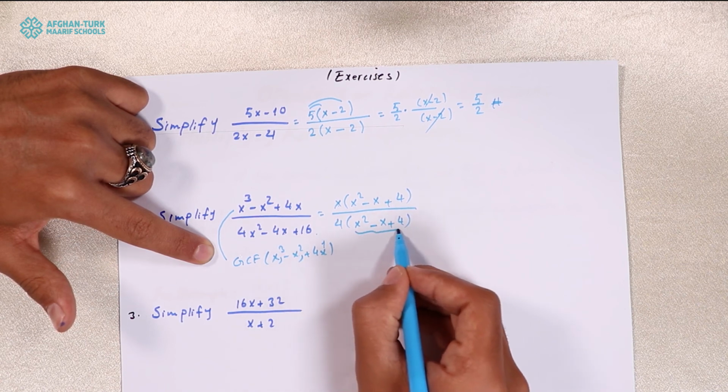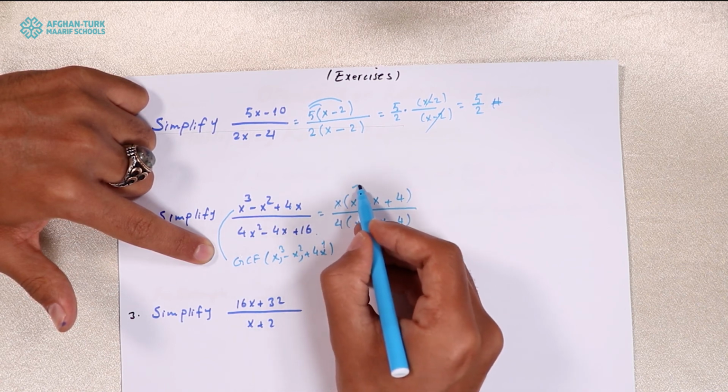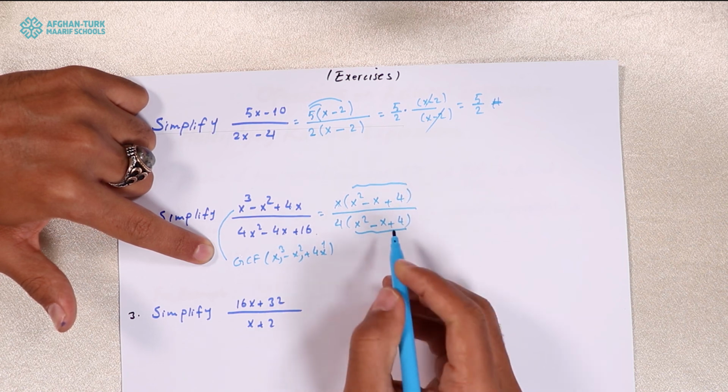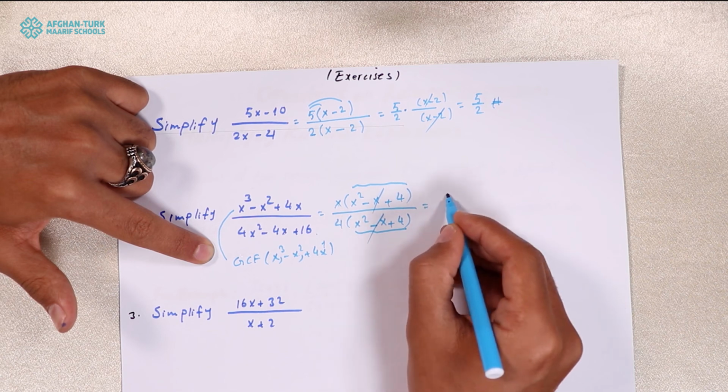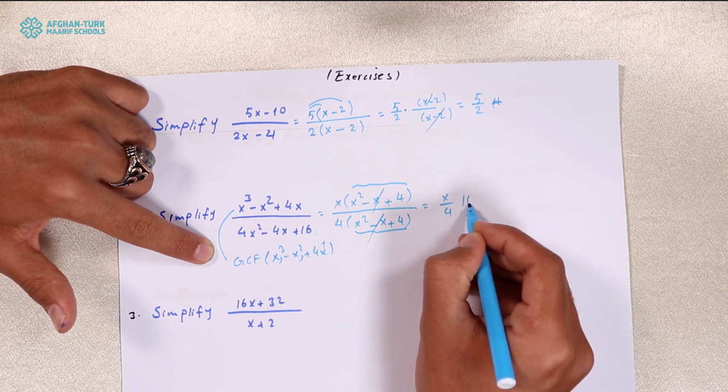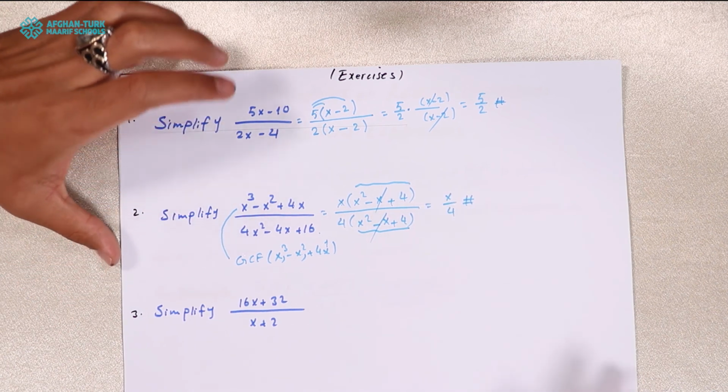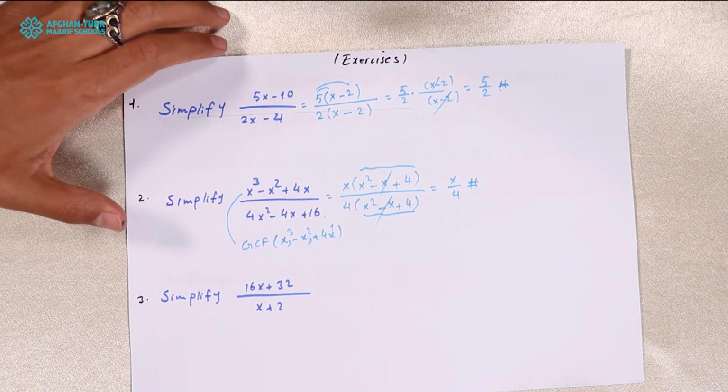Look, we have x squared minus x plus 4 right here and also in the denominator. So we can cancel them easily. The answer will be x over 4. This is the answer. For better understanding, let's practice a lot.